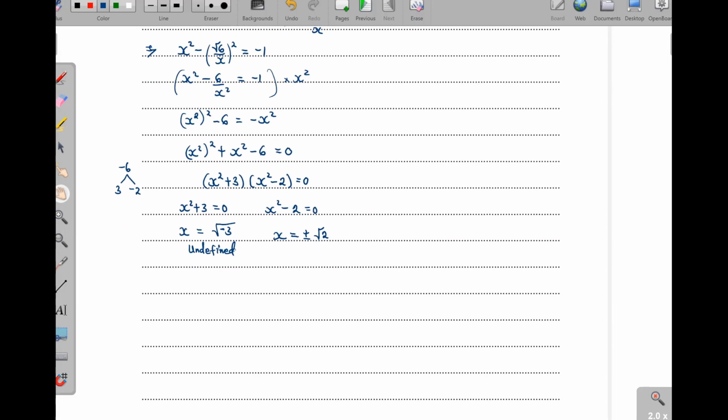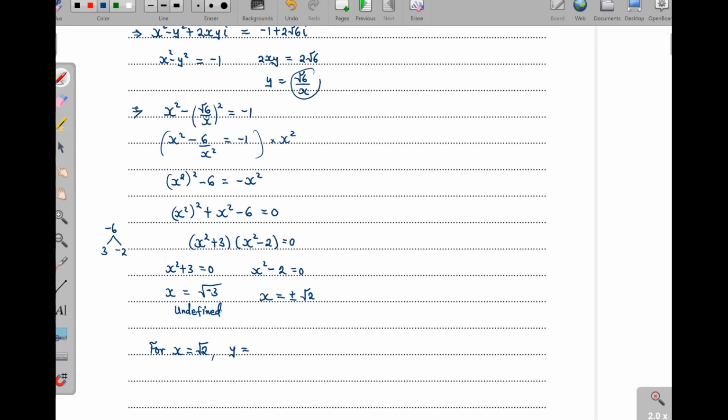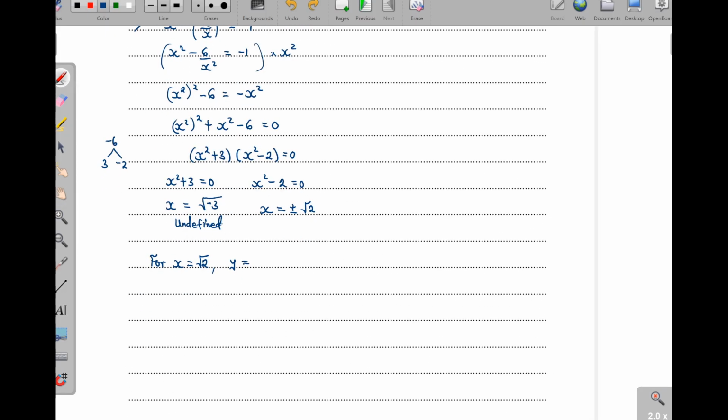Of 2. Now for x which is equal to 2, okay, what is y? No, not 2. Square root of 2. What is y? Remember, y is this one here. So it is root of 6 over root of 2. And you know that root of 6 is the same as root of 2 times root of 3, not so? Then we are dividing by root of 2, so this one will disappear. That means we shall get root of 3.